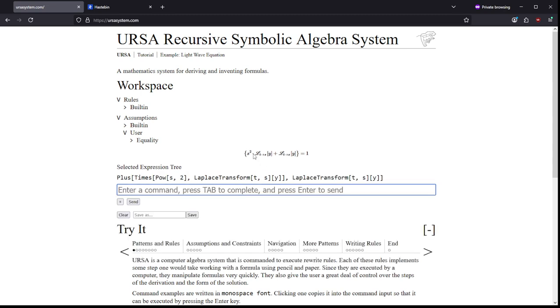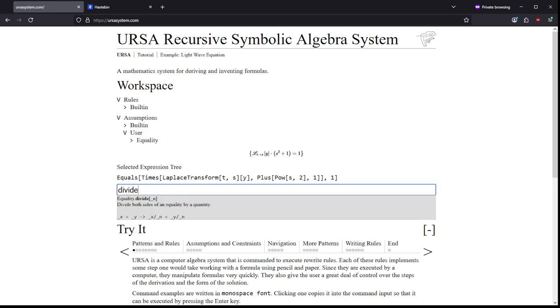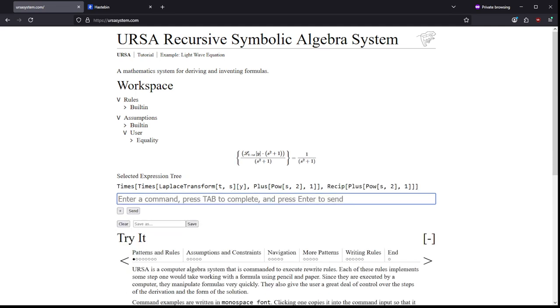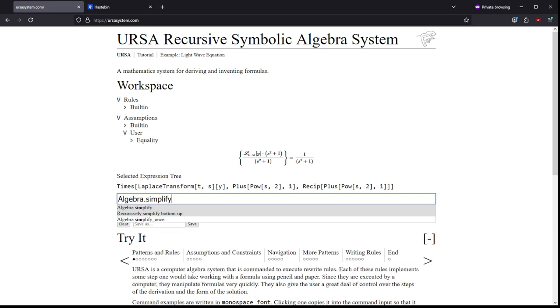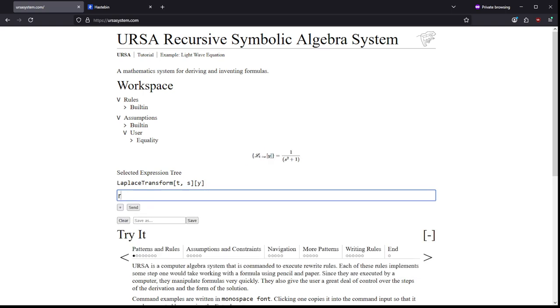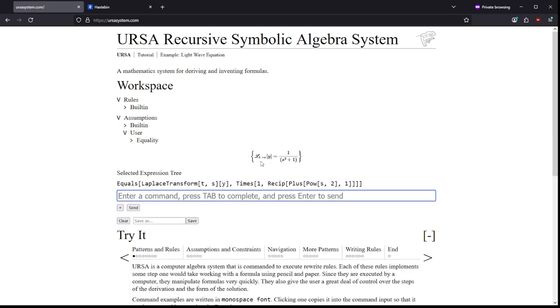And then we have s squared times the Laplace transform of y plus the Laplace transform of y. And we can factor out the Laplace transform using the factor rule. Factor out the Laplace transform from t to s of y. And that just pulls that out. So now we can divide both sides of this equation by s squared plus 1 and simplify this. And then we've got the Laplace transform of y equals 1 over s squared plus 1.